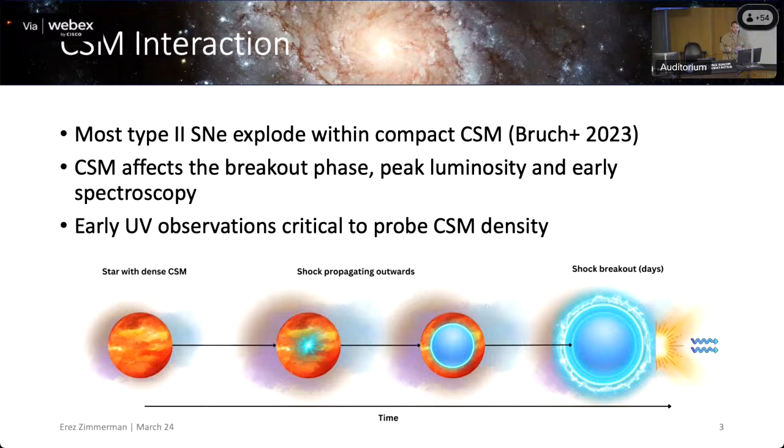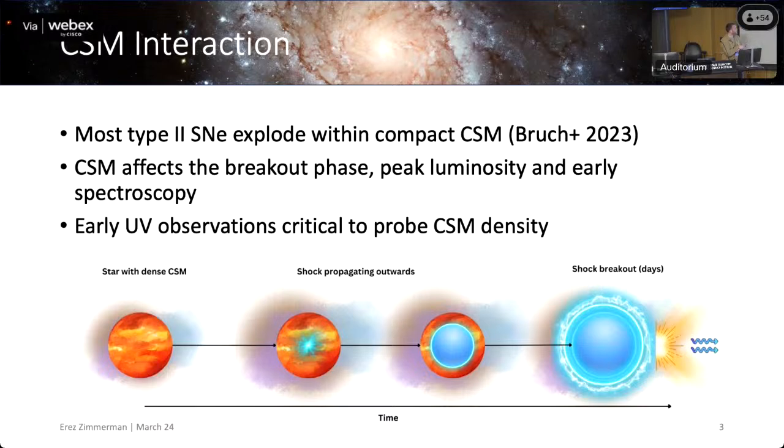But what happens to the shock breakout when you have circumstellar material? So you start with the star, there is an explosion, the shock moves through the star, but now when it reaches the surface of the star, it meets an optically thick circumstellar material, and the photons can't just escape. So the photons only trickle slowly, and then you have an extended shock breakout phase, which affects, well, basically everything. It extends the phase, also creates a peak luminosity that is typically brighter, and creates early spectroscopy that shows narrow line emission, typically from ionization of the CSM.